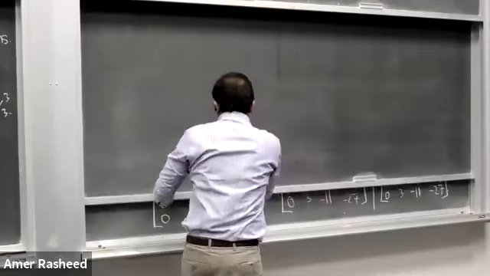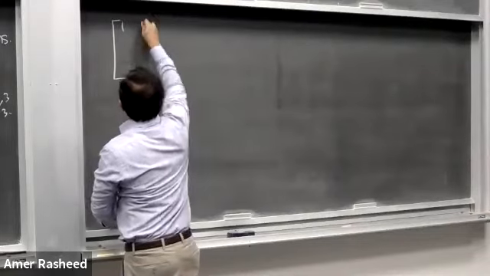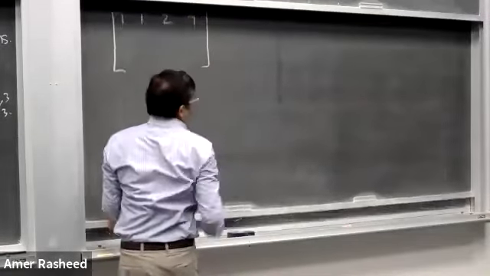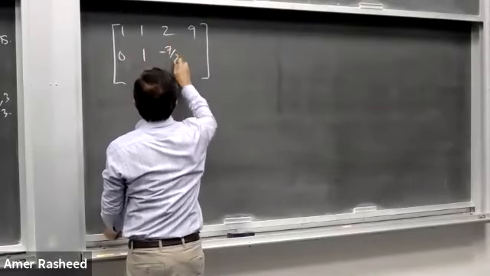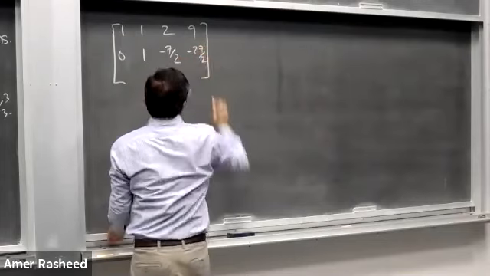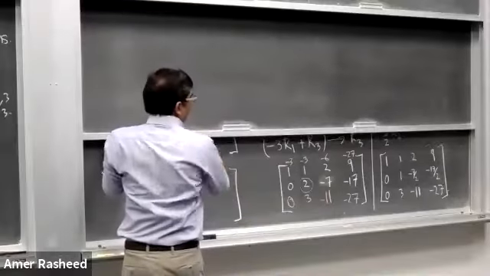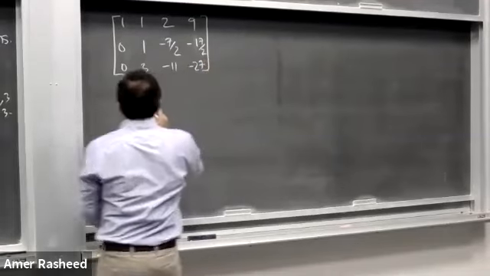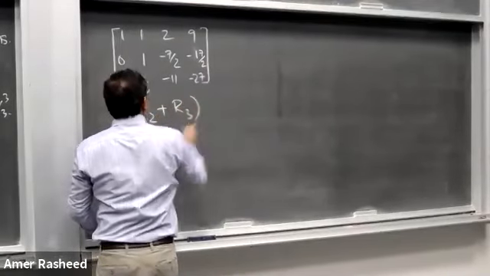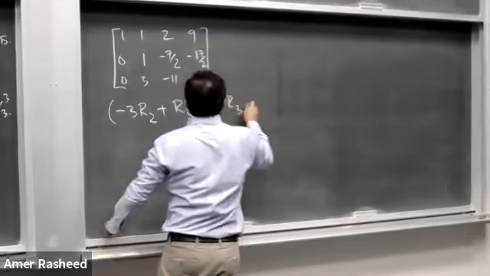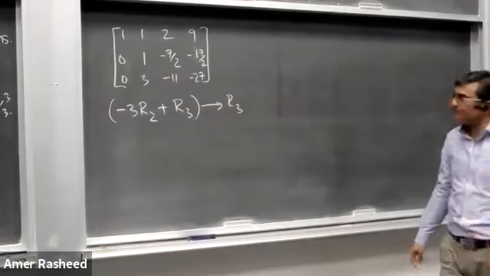Here 1, 1, 2, 9. The entries are 1, 1, 2, 9, and 0, 1, -7/2, -17/2. Sorry, 17 by 2. And the last one is 0, 3, minus 11, minus 20. So now I'm going to apply negative 3R2 plus R3. So in this case, row 3 will be changed in this operation.